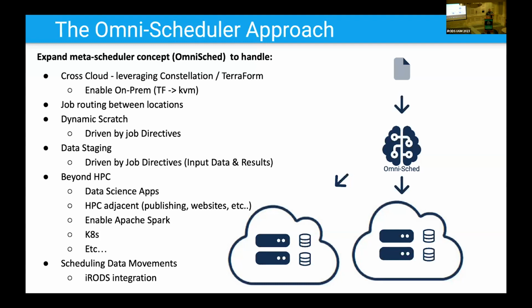And then we want to go beyond HPC: data science apps, HPC adjacent, publishing, websites, those types of things. How do you enable that? You have those templates, you can do stuff and go through. Kubernetes, Spark, whatever else, Quantum. I keep saying we need to make sure we can route jobs to Quantum, so you can route some things up to the Quantum in the cloud. And then scheduling, even just scheduling data movements.